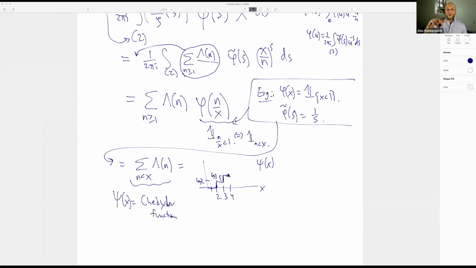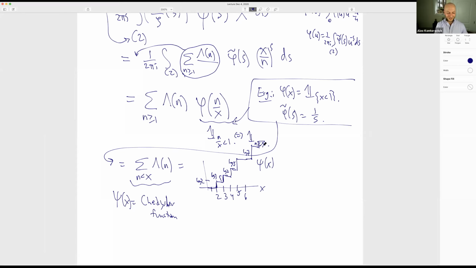What happens at 4? We're flat at 4? 4 is a prime power. It's a power of the prime 2, so we jump by log 2. Awesome. Then we get to 5, and we jump by log 5. Then we get to 6, and we jump by nothing. 6 is not a prime power. It's 2 times 3. We stay flat at 6. Then at 7, we jump by log 7. At 8, we jump by log 2. At 9, we jump by, whoops.